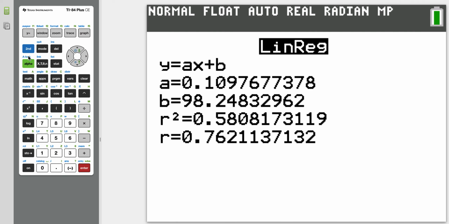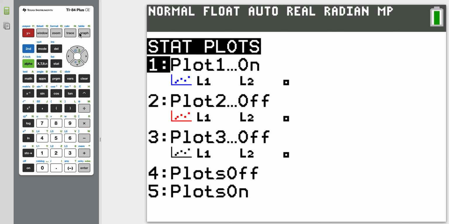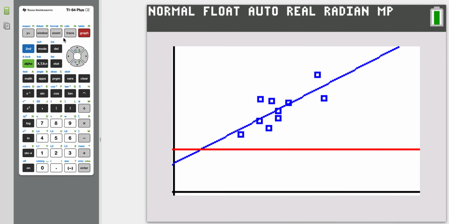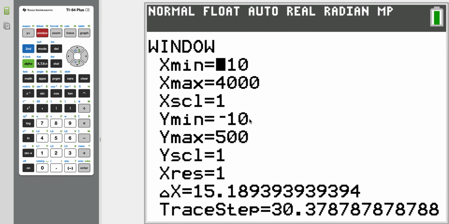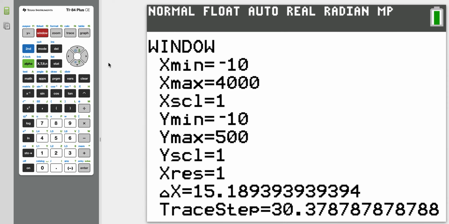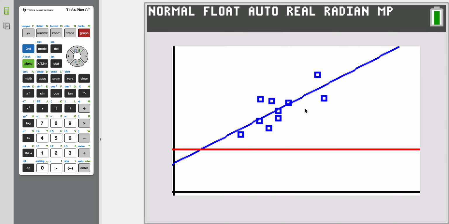You have to turn your stat plot on, so you can hit second, stat plot, and look at a graph. If you don't see it, it's because you have a messed up window. So I changed the window to let my X's, which are the square footage, go all the way up to a 4,000 square foot house. And then I changed my Y's, which are the price, and I changed the Y max to 500. Remember, the Y's are in thousands, so I made it a $500,000 house. Then when I graph, I'm actually going to see the data.